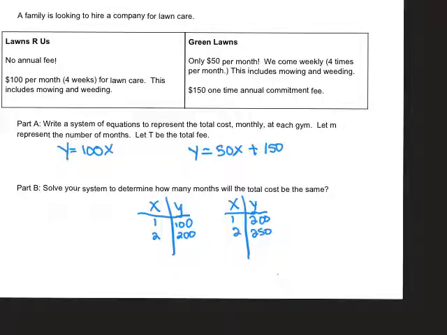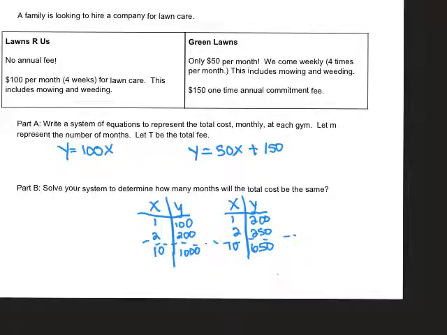What about 10 months? At 10 months, I'm paying $1,000 for lawn care. 10 months over here, that's $500 plus $150. That's only $650. So wait a minute. Now green lawns is the better deal. I wonder when that changed. When did the green lawns become the better deal? Because initially, Lawns R Us was the better deal for the first 2 months.